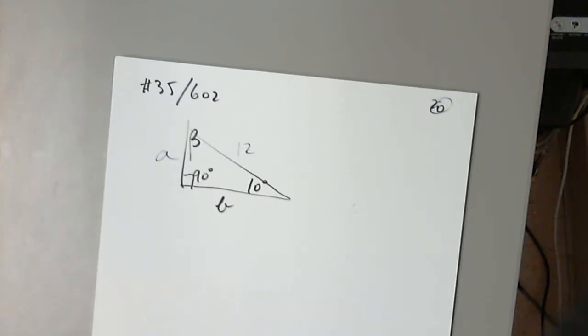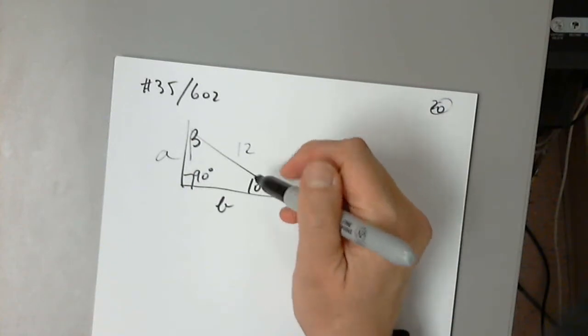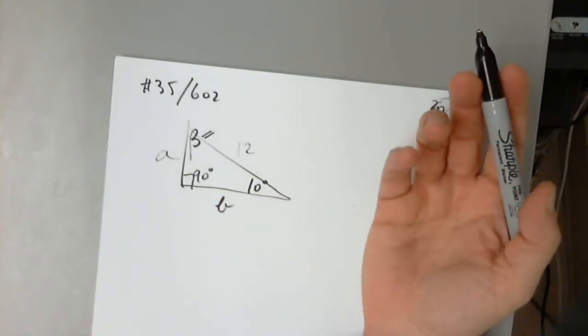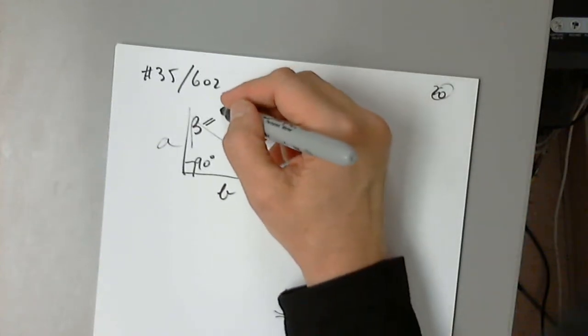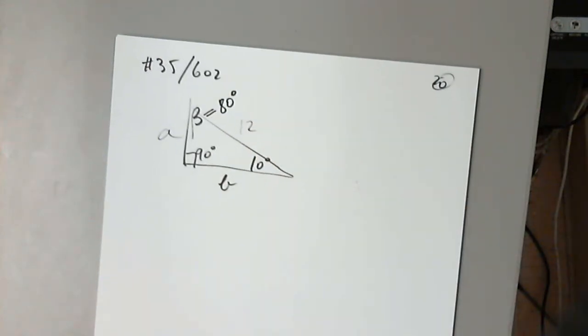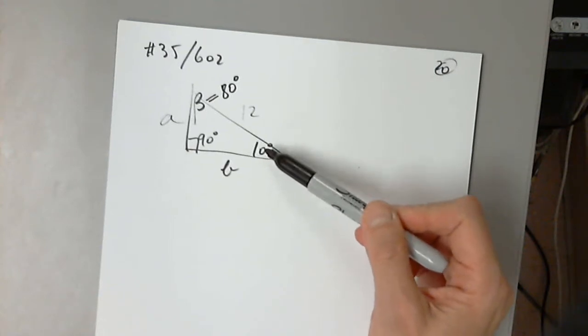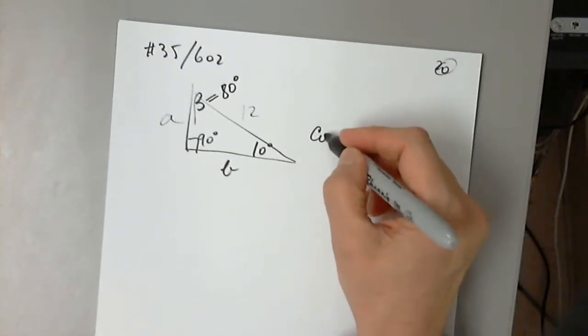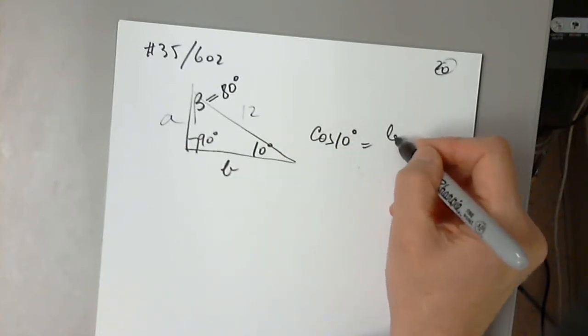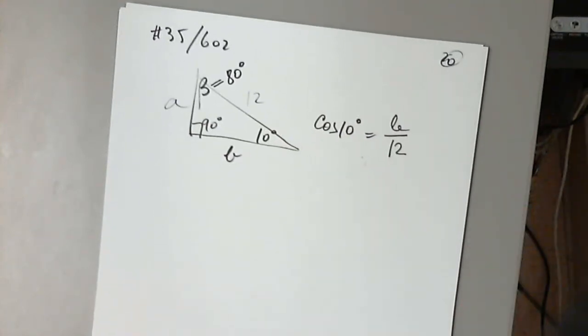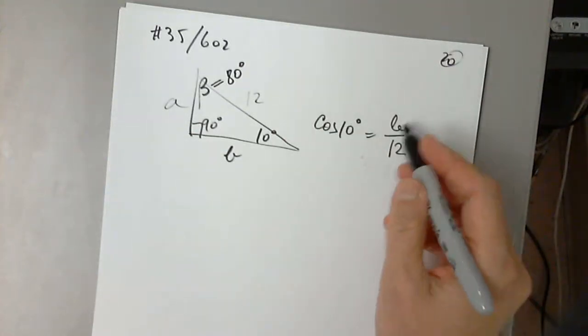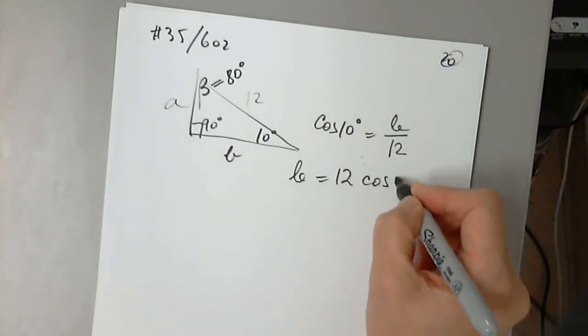Well, first of all, we know that if this is 10 degrees and this is 90 degrees, we know beta immediately, which is 80. Very good. Okay. Then let's suppose we continue with cosine of 10 degrees. Cosine 10 is B divided by 12. Cosine 10 degrees is the adjacent divided by the hypotenuse. And from here, cross multiply, B equals 12 times cosine 10 degrees.